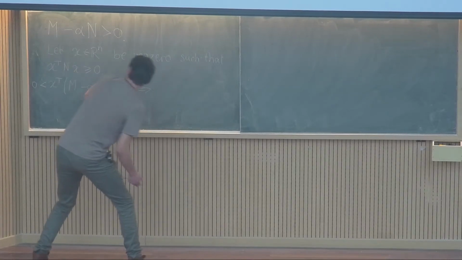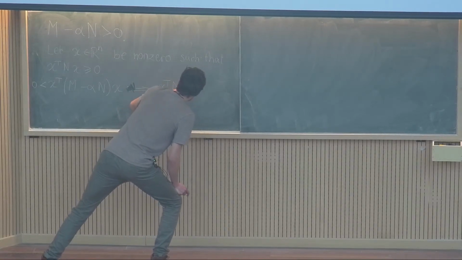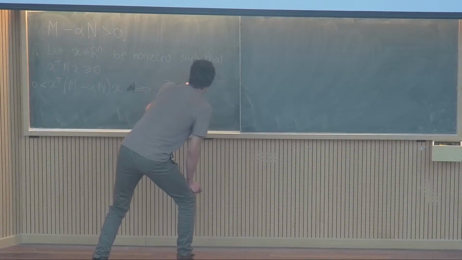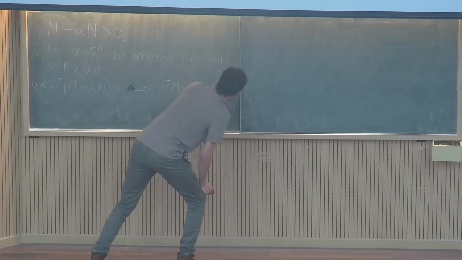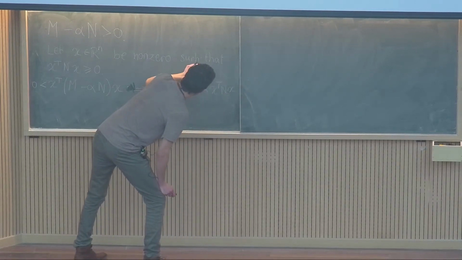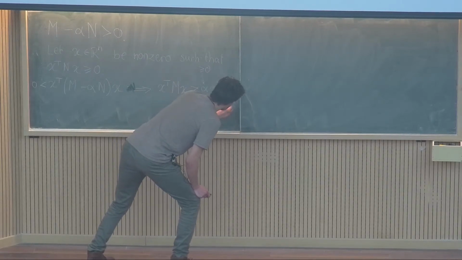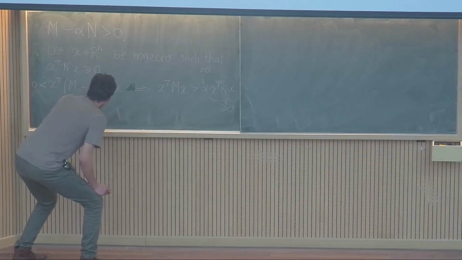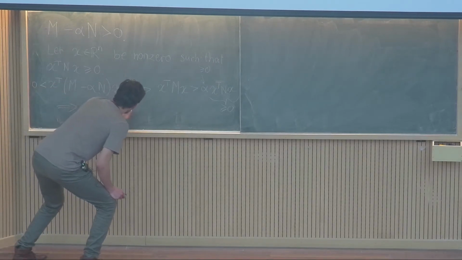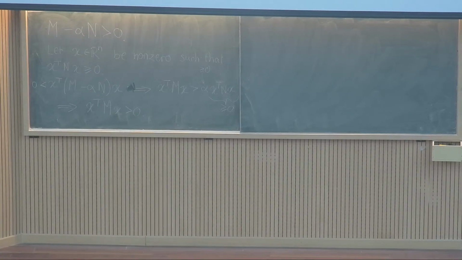And this implies that if I just look at x transpose Mx, well, this must be greater than alpha times x transpose Nx. But the alpha was greater or equal to 0. And x transpose Nx was also greater or equal to 0. So indeed, I conclude that x transpose Mx is positive. So indeed, then the if statement here holds. Nice.